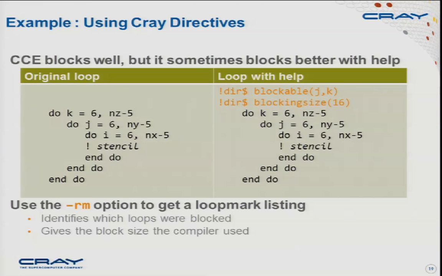And minus RM is a way to get a Loopmark listing. I'll say this a little bit later again. Alfio will say it again, and we'll probably say it again tomorrow. Minus RM, Loopmark listing, it's your friend. It'll tell you when it's trying to do things for you. And if you add the directives, it will confirm that it acknowledged the directives and tell you that it blocked.